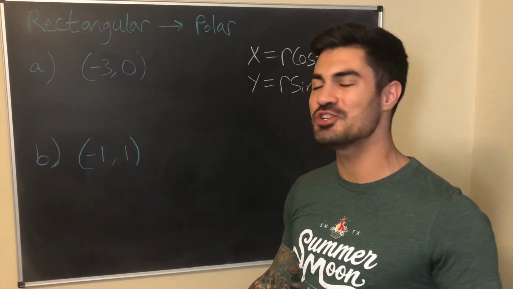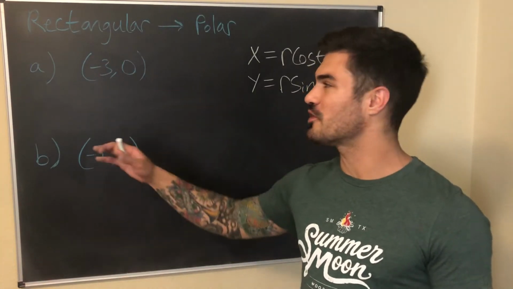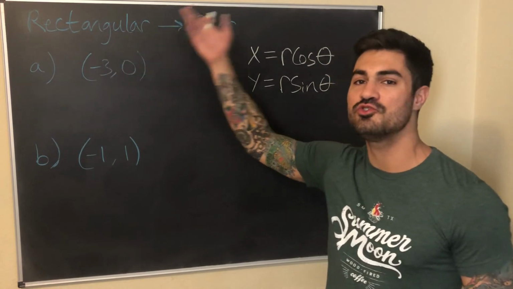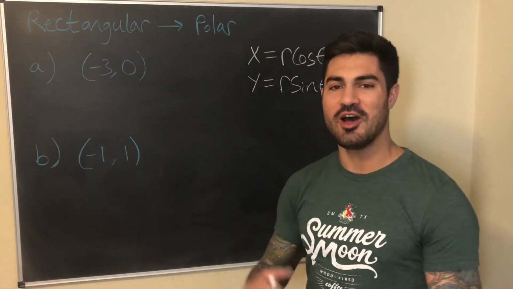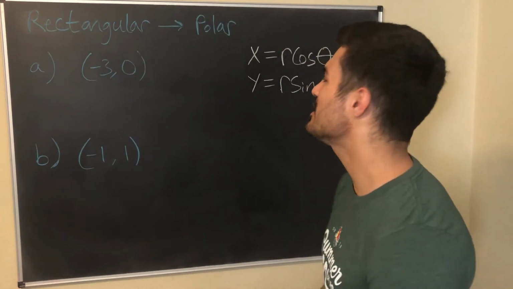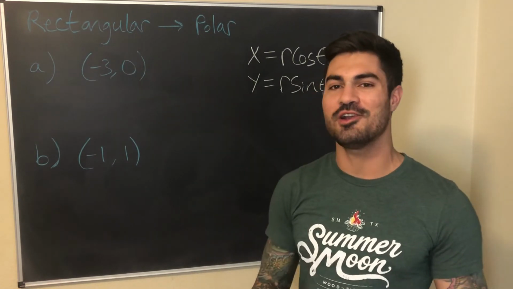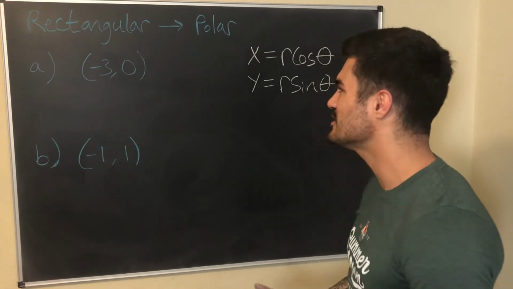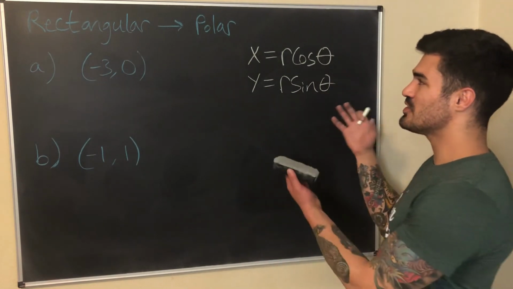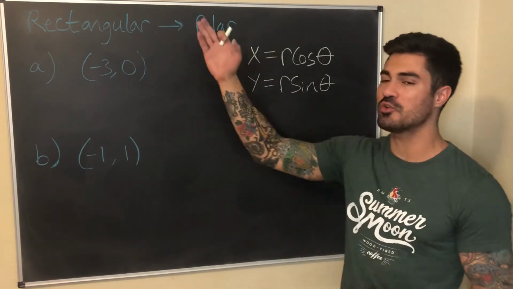All right, so we're going to finish off the video with a couple of examples of converting points from rectangular to polar coordinates. So now we're going the opposite direction that we did in the last couple of examples. So we are given points of the form x, y, and we are trying to find r and theta. Hopefully that makes sense.